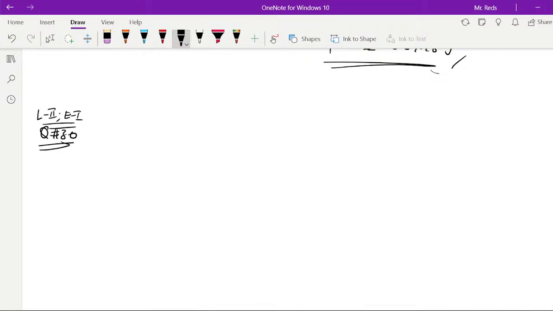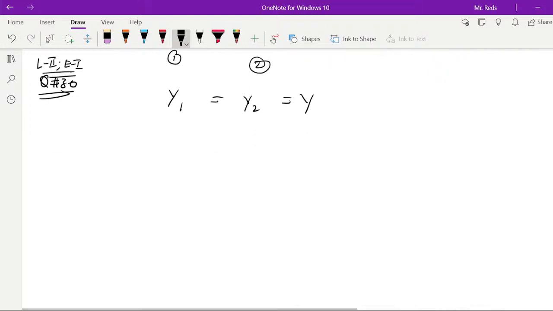So what is given and what are you asked to find? Note down: two wires of same material. Same material means both have the same Young's modulus. That's what you have to understand. Both are made of the same material, so Y1 should be equal to Y2, equal to Y. Both should have the same Young's modulus.